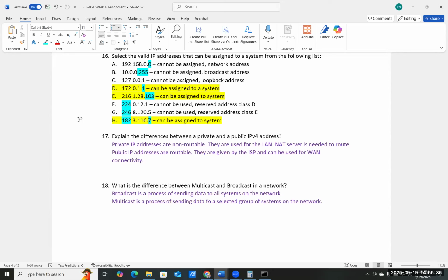The public IP addresses are routable, right? Externally to other networks, to your service provider. So they're given by your internet service provider, that's ISP. It can be used for wide area network. And so you need to have a public IP to connect to the internet.